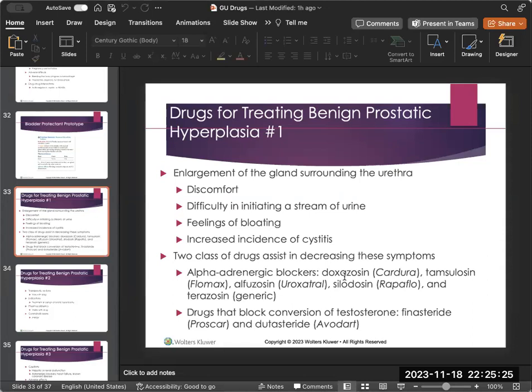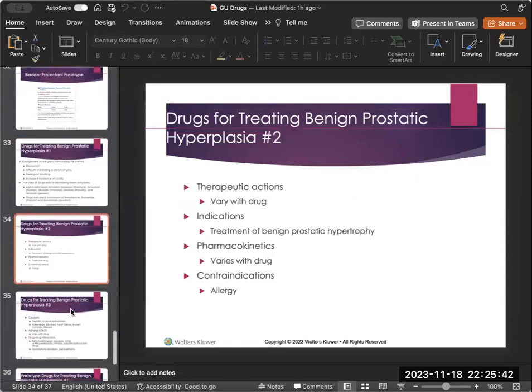They all end in zosin. They're alpha blockers. Remember those alpha receptors? Sympathomimetics normally, especially the alpha ones, cause vasoconstriction, but they prevent you from peeing. If we block the alpha 1 receptors, we're causing you to pee. These block those alpha 1 receptors. If we block the alpha ones, we're causing urination.